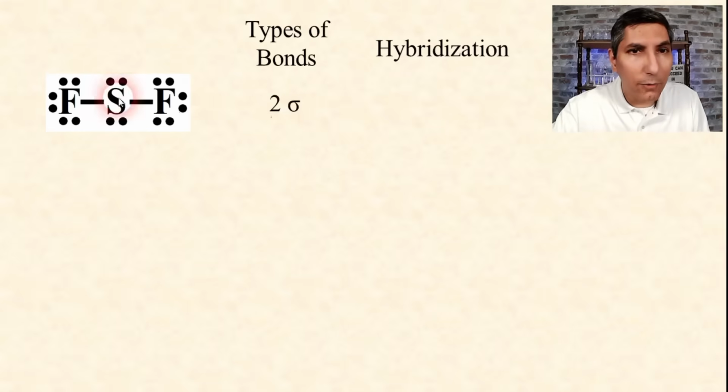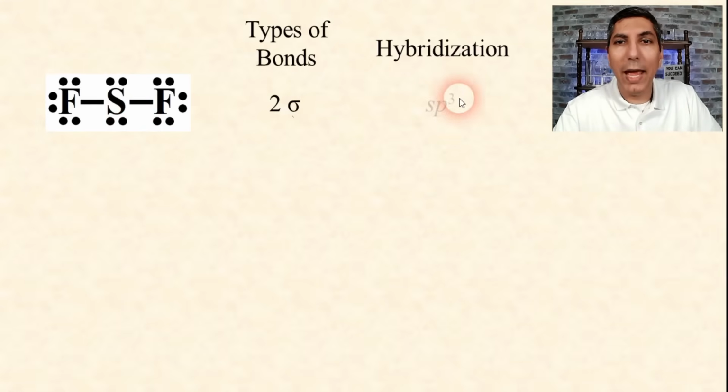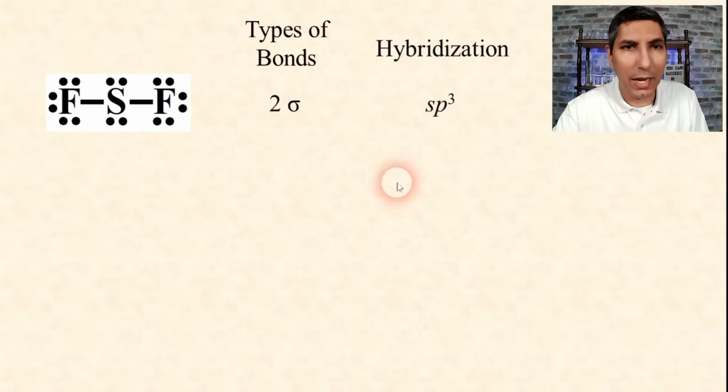So in this case, we have 2 sigma bonds plus 2 unshared electron pairs. 2 plus 2 is 4. That's called the steric number, and that corresponds to a hybridization of sp3. Now you have to know that. They're not going to tell you that on the exam.